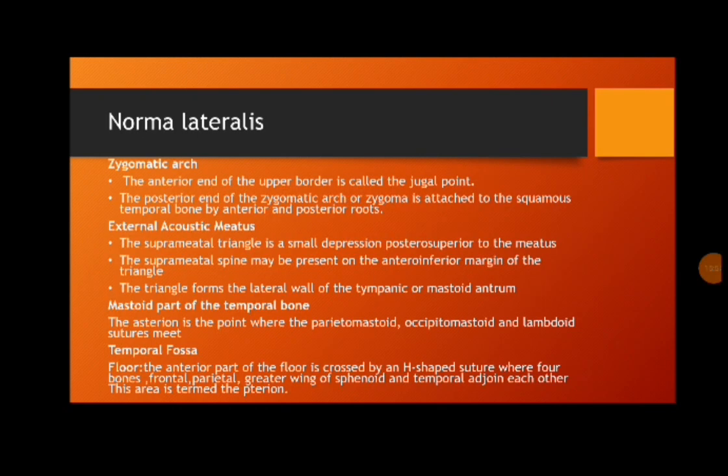Then external acoustic meatus. In the lateral part we have studied the zygomatic arch, then the external acoustic meatus. In this, the suprameatal triangle is an important question. It might be a 2-marker question and it was asked in multiple choice questions in competitive exams. It is nothing but a small depression posterior superior to the meatus. The suprameatal spine may be present on the antero-inferior margin of the triangle.